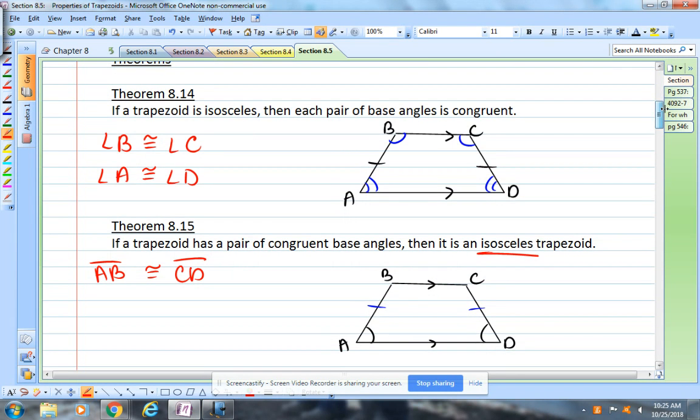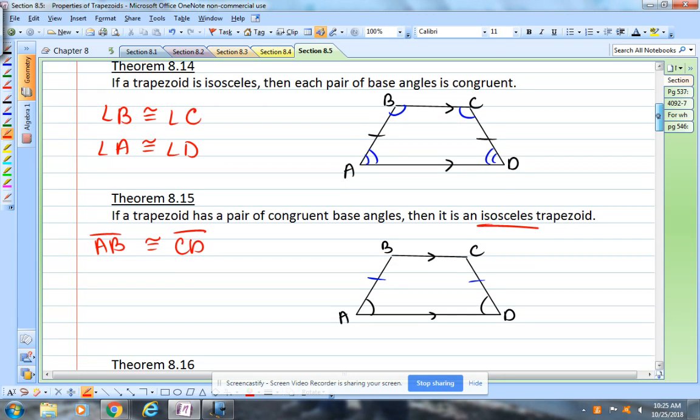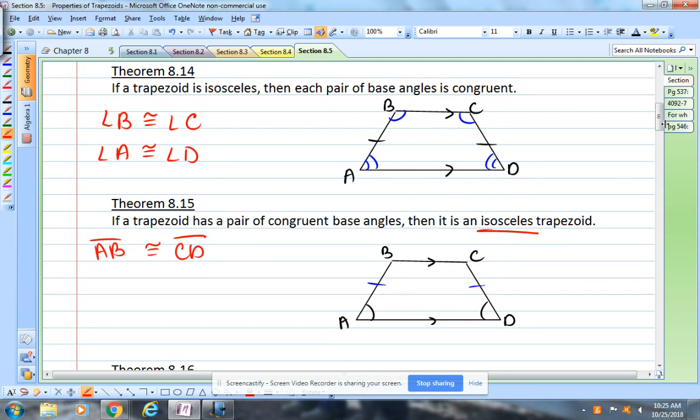So here's some more theorems about trapezoids. And these are isosceles trapezoids. So I'm going to let you draw and write these down before I talk about them.